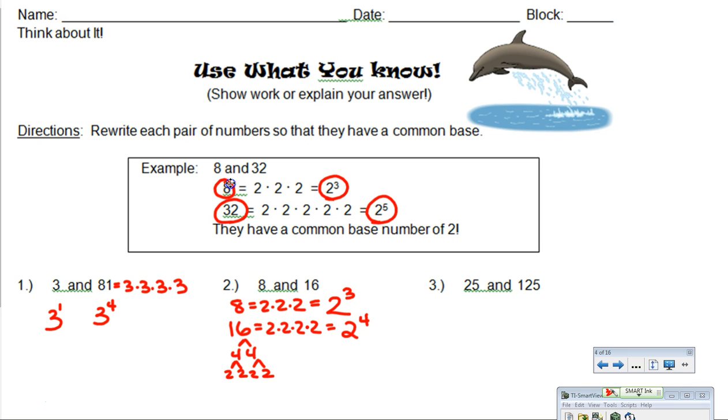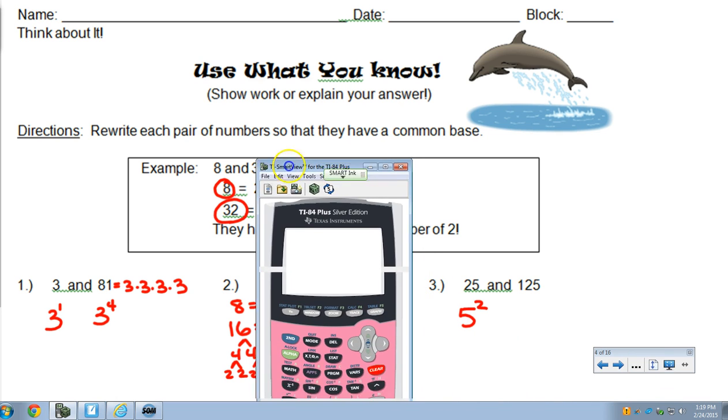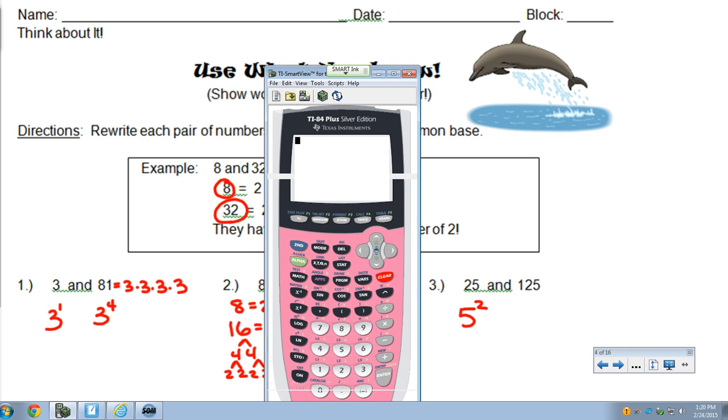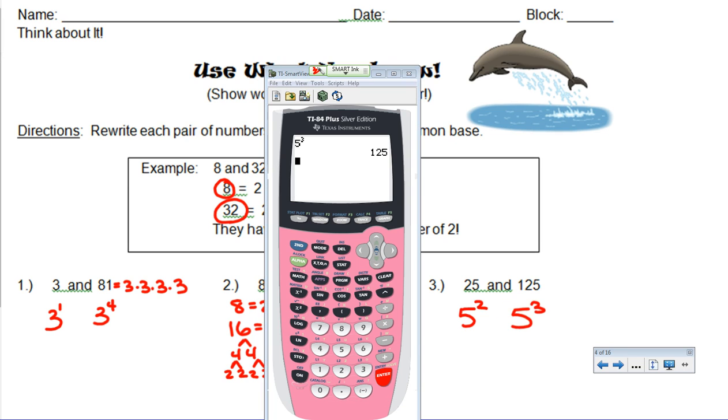Problem 3, 25 and 125. Again, this one's not that hard because 25 really only has one base. It's 5, so that's 5 squared. And once you know that you're dealing with 5s, you can just start checking on your calculator. So you could try, well, what's 5 to the 3rd power? Oh, and there's 125. So that's another way to do it, is just try to figure out what base number you think it might be and start guessing. Okay, so 25 is 5 squared, and 125 is 5 cubed.